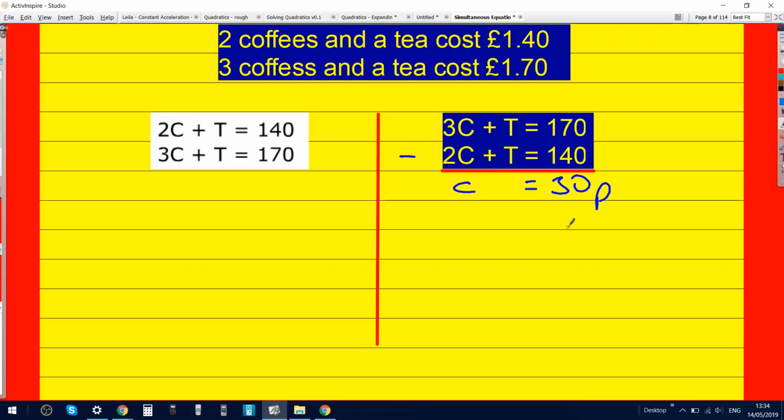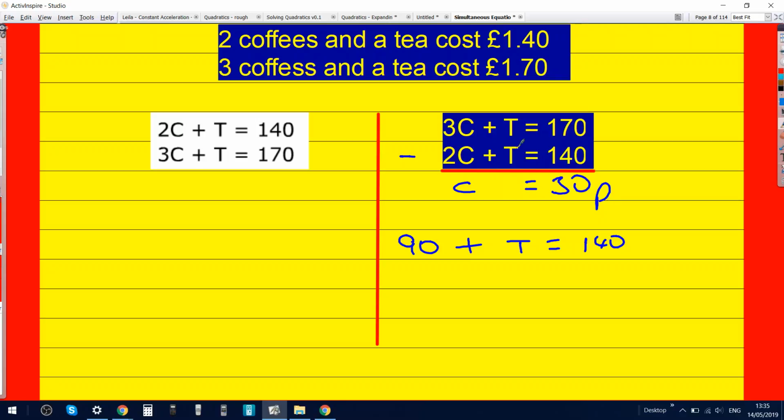I thought the t was already eliminated. So now uneliminate it. One coffee costs 30p. How do we use that to get the price of a tea? Substitute the 30p. So if we know that C is 30p, 3 times 30, 3 times 3 is 9, so it's 90 plus t equals 170. Oh no, 100. Yeah, 3 coffees are 90p, so 90p plus a tea cost 170.